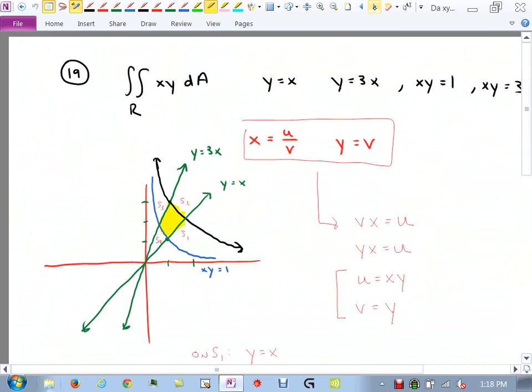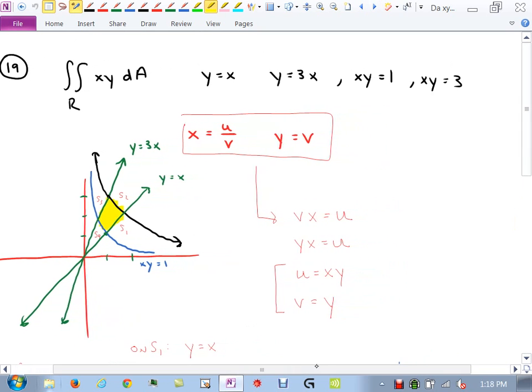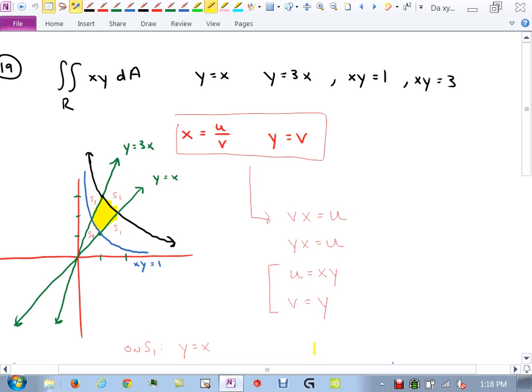Let's see, did I do more? Number 19. These were a little more complicated. They gave you the double integral. They wanted you to look at this region bounded by these 3 curves.